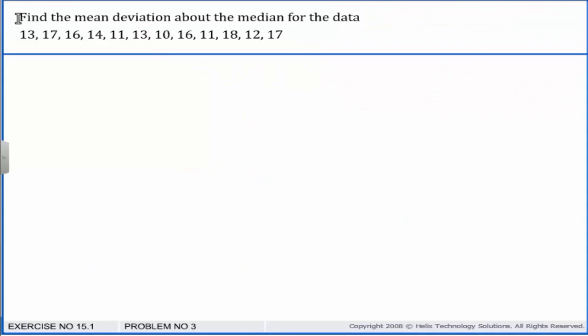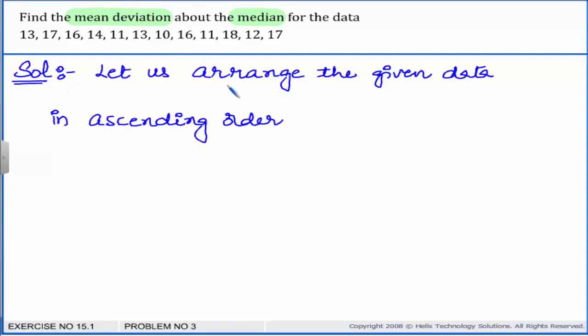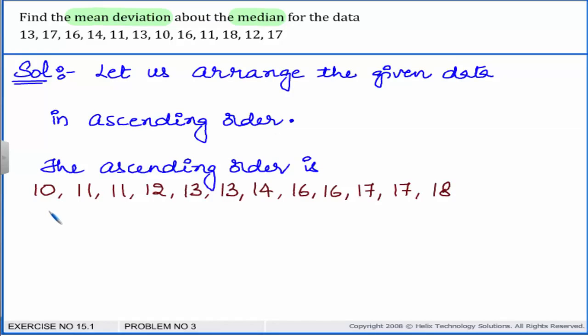This question says you need to find out the mean deviation about the median for this data. Let's see the solution of this problem, how we shall proceed with this. Now, before going to find out the mean deviation, let us arrange the given data in ascending order. So this is the ascending order of the given data.